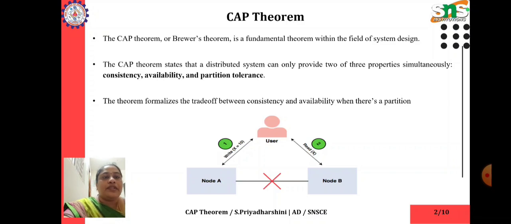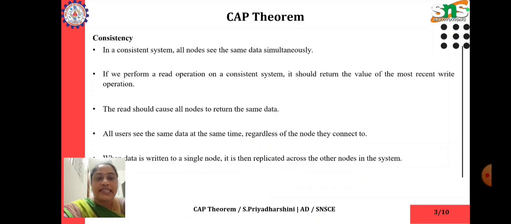So let us see in detail what is consistency, availability and partition tolerance. Consistency: in a consistent system, all nodes see the data simultaneously. Remember that I told you that all the clients will see the same data. If we perform a read operation on a consistent system, it should return the value of the most recent write operation. The read should cause all nodes to return the same data. Users see the same data at the same time regardless of the node they are connected to. When data is written to a single node, it should be replicated across all the other nodes in the system.